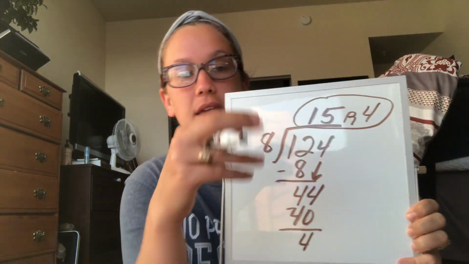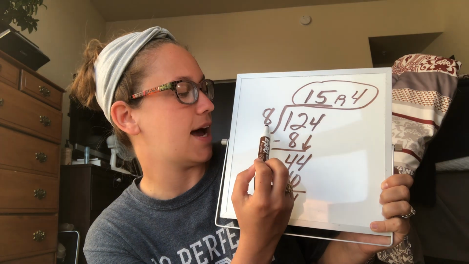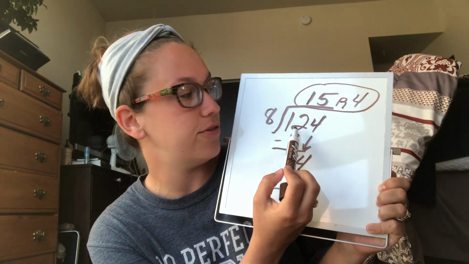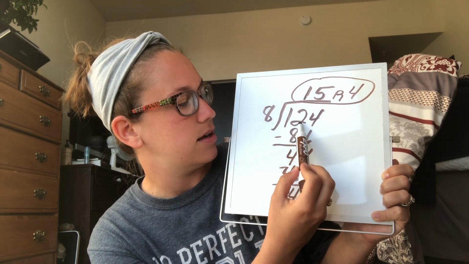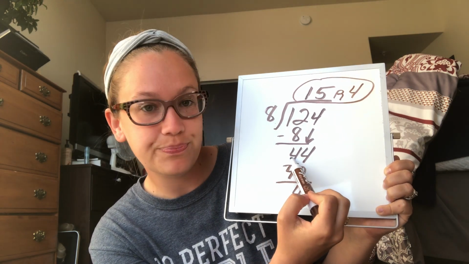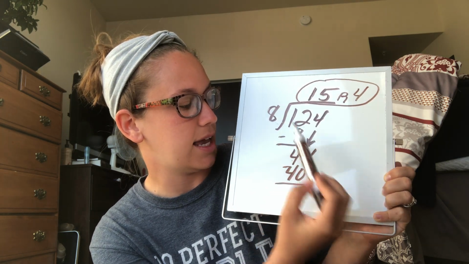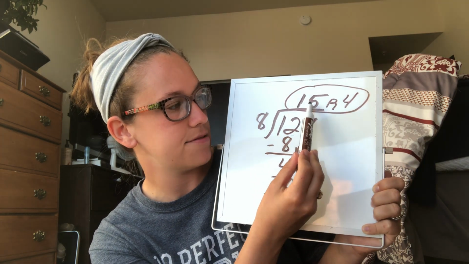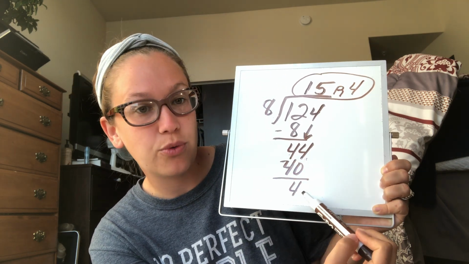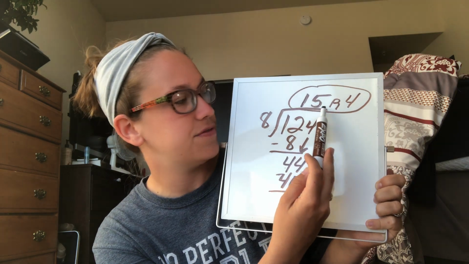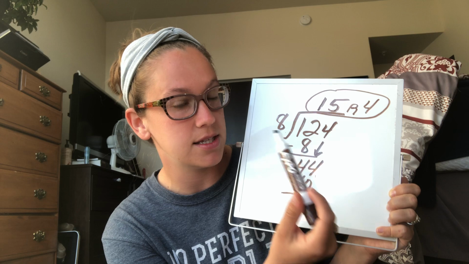Let's talk through it. Here, we had to ask how many times does 8 go into 12? Goes in once. 1 times 8 is 8. 12 minus 8 is 4. Bring down the 4 in our ones place. How many times does 8 go into 44? 5. 5 times 8 is 40. Subtract, and we have 4 left over. I just did 15 remainder 4, which is perfectly fine for a problem like this.